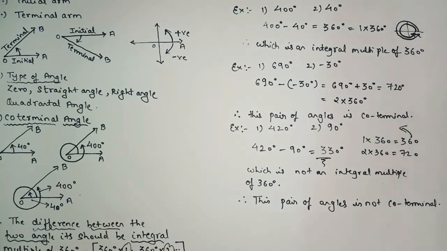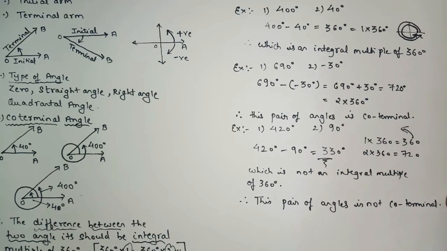In the first and second examples, we saw that the difference was an integral multiple of 360, so the pair of angles is coterminal. In the third example, we can clearly see that the difference was not an integral multiple, so here I wrote that the pair of angles is not coterminal. I hope you all understood the basic thing.